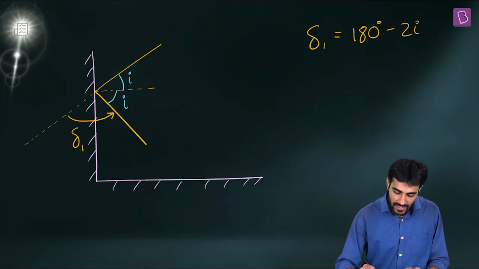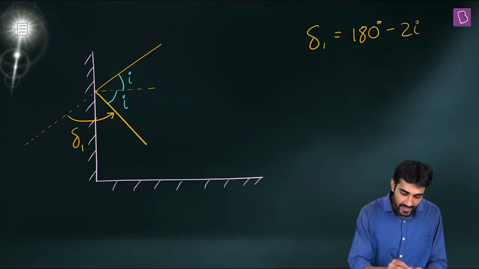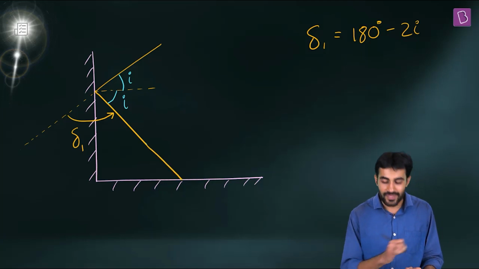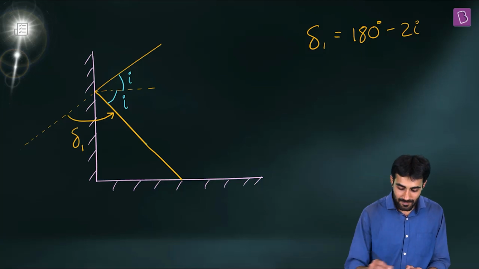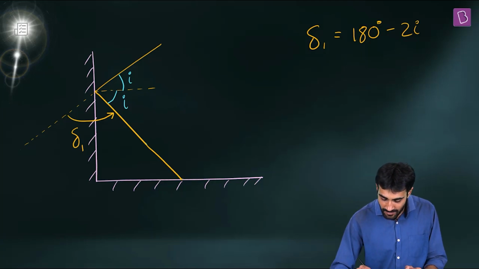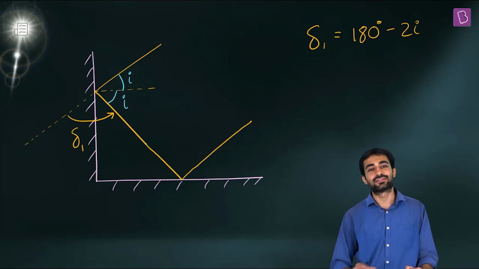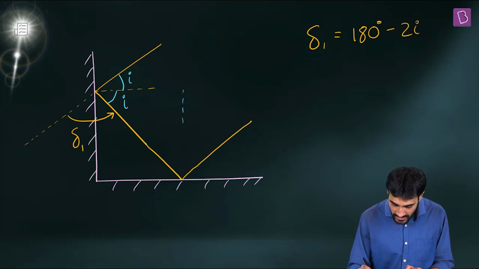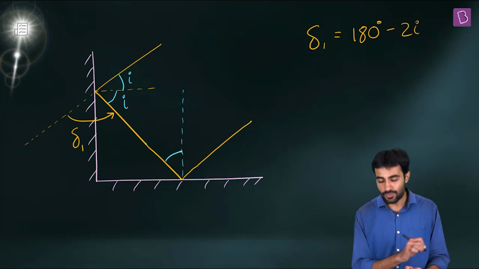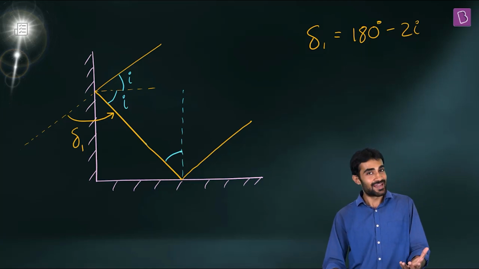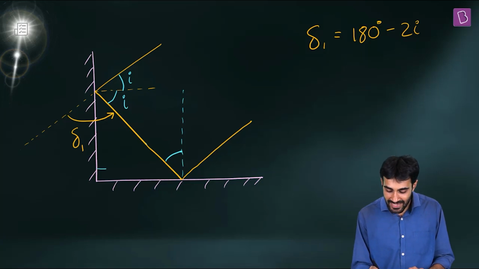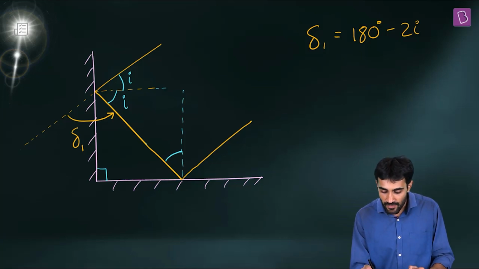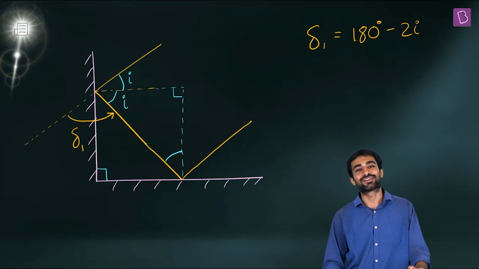Now what happens? The reflected light, after coming from the first mirror, strikes the second mirror like this. So now this is our incident light on the second mirror, and this reflects like this. Now, can you tell me what is the angle of incidence right over here? How? See, the mirrors were at 90 degrees, right? So the perpendiculars to these mirrors, the normals, will also be at 90 degrees with each other.